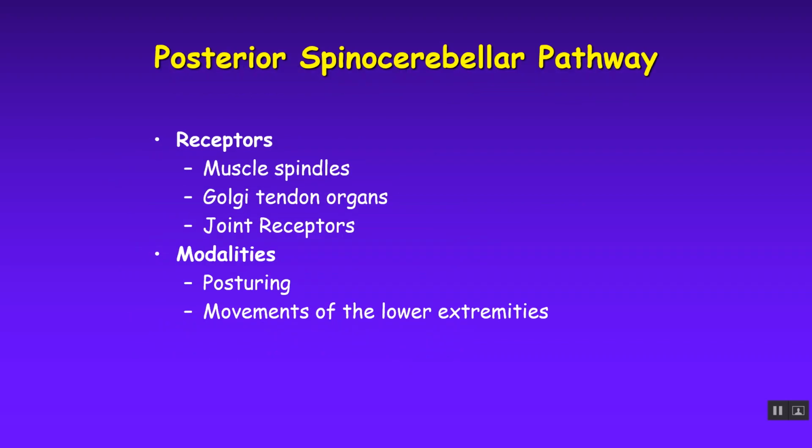So receptors: muscle spindles, GTOs, joint receptors. Those are the ones that provide information to these spinocerebellar pathways. Probably there is some information that comes from some of the others, like Pacinian, Merkel's and Ruffini's, but most of it is coming from these more deeper sensory organs, you know, spindles, Golgi tendon organs, and joint receptors.